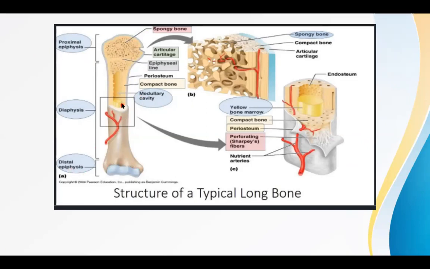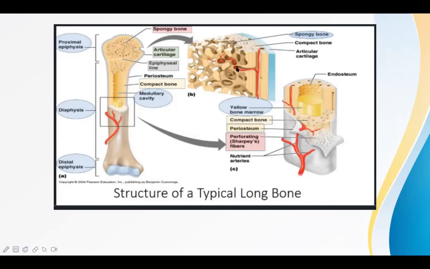This is the meaning. Medullary cavity is the cavity at the center of the bone. It is filled with bone marrow. The yellow bone marrow is called fat. The compact bone is present mainly at the shaft. Spongy bone is mainly present toward the end. These are the things which we have discussed till now.